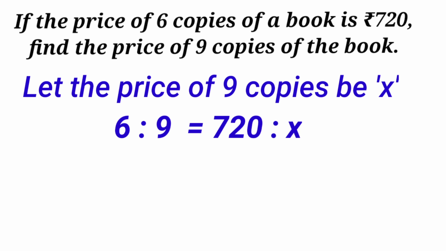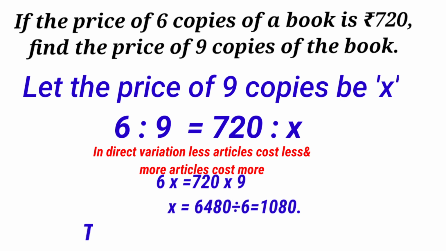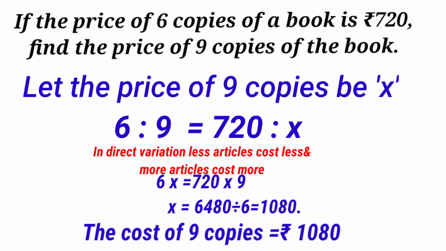As or equal, both are same. So in direct variation, always remember less articles cost less cost and more articles cost more cost. So 6x, product of extremes is equal to product of means. So x is equal to 6480 divided by 6, that is the cost of copies.